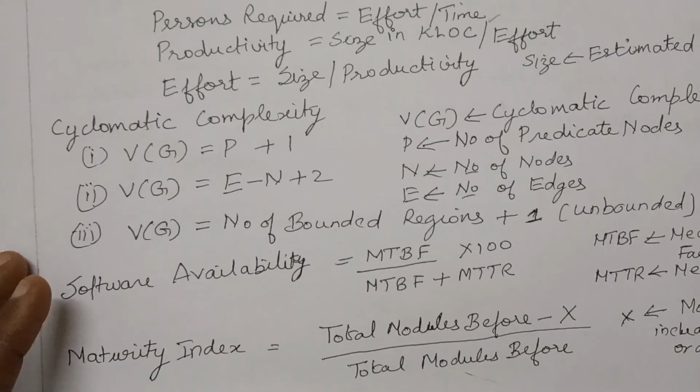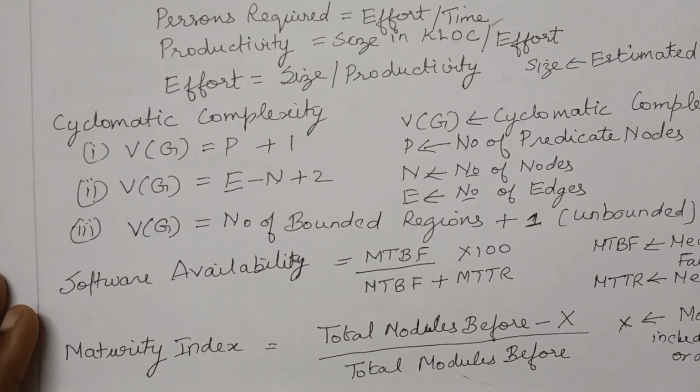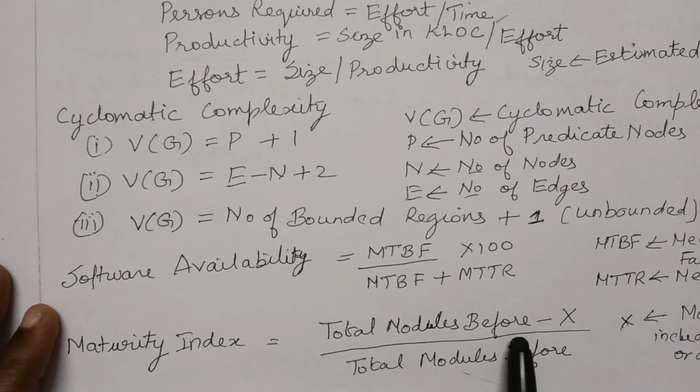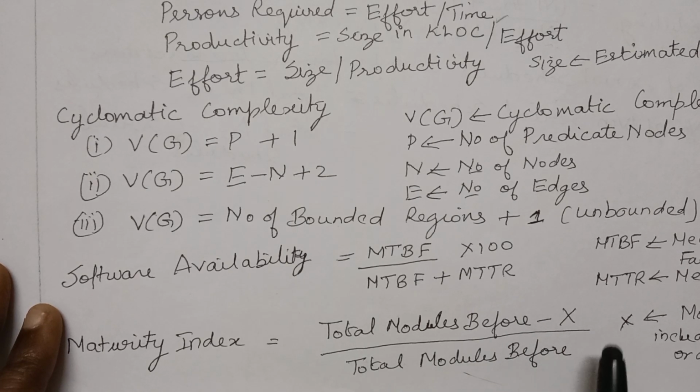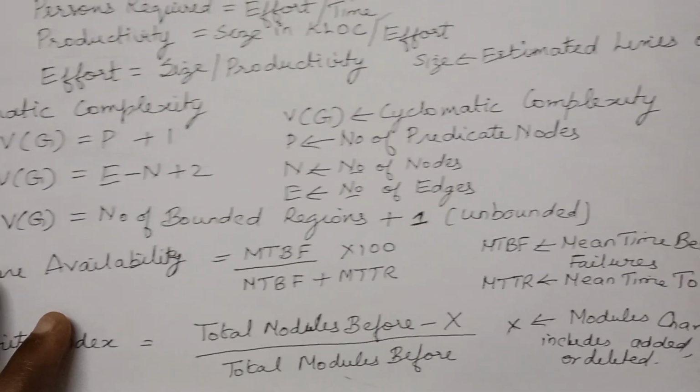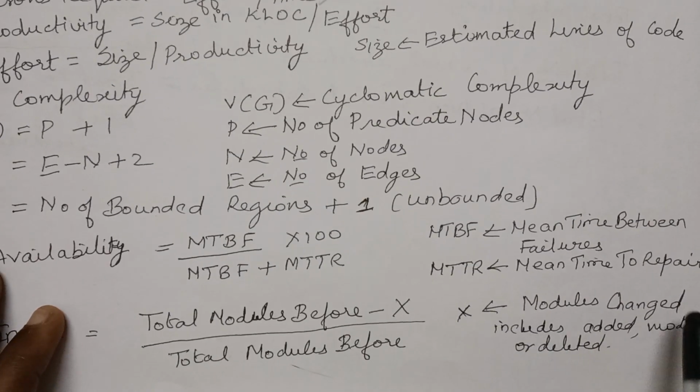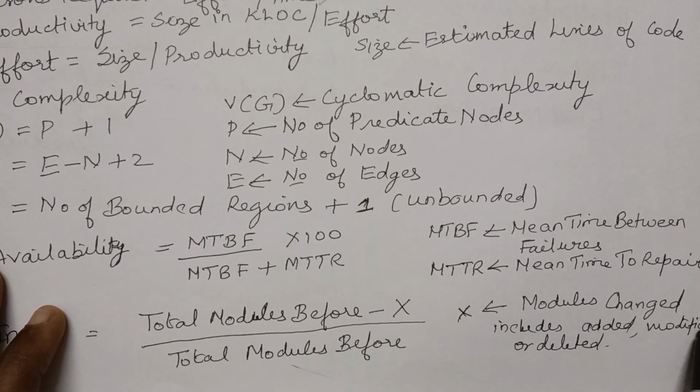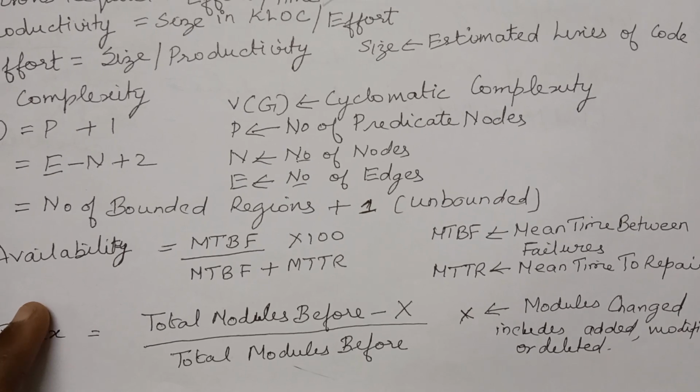Next, maturity index. Maturity index is equal to the total modules before minus X, divided by the total modules before. What is X? X is the number of modules changed, that is, the number of modules added, modified or deleted. So with this, the software engineering formulas are over.